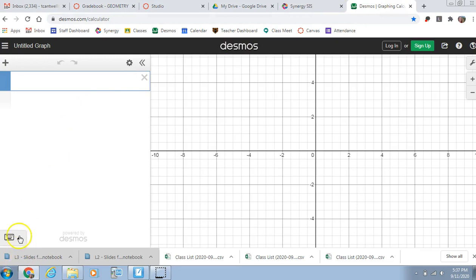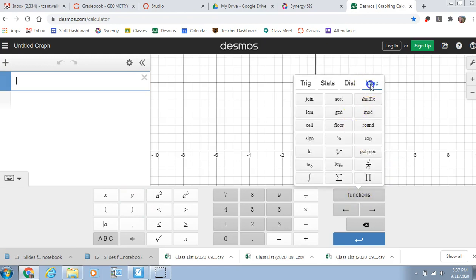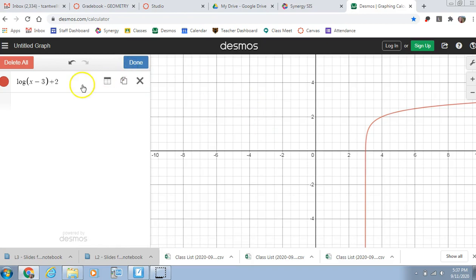On Desmos, to evaluate logs, we need to go to our Functions tab, and then it's over here under Miscellaneous. And you'll see down here we have the ln for natural log, we have log for common log, base 10, and then we also have logs with a different base. We will have an example of that later that we will use. So if we wanted to evaluate the log of, I put in that function right here, x minus 3 plus 2, then you'll see what's happening with this. And I'm going to go check out the table for a moment.